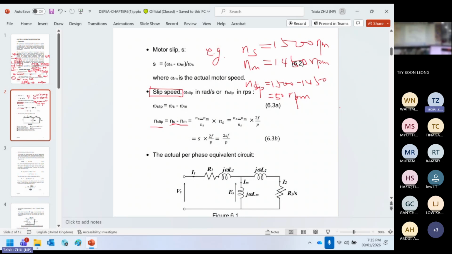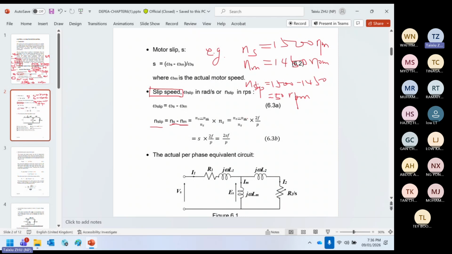So in summary, what is the slip speed? The difference between the synchronous speed and the motor speed. The synchronous speed can be written as omega, but most of the time we use NS. So that's the synchronous speed, NS minus NM.